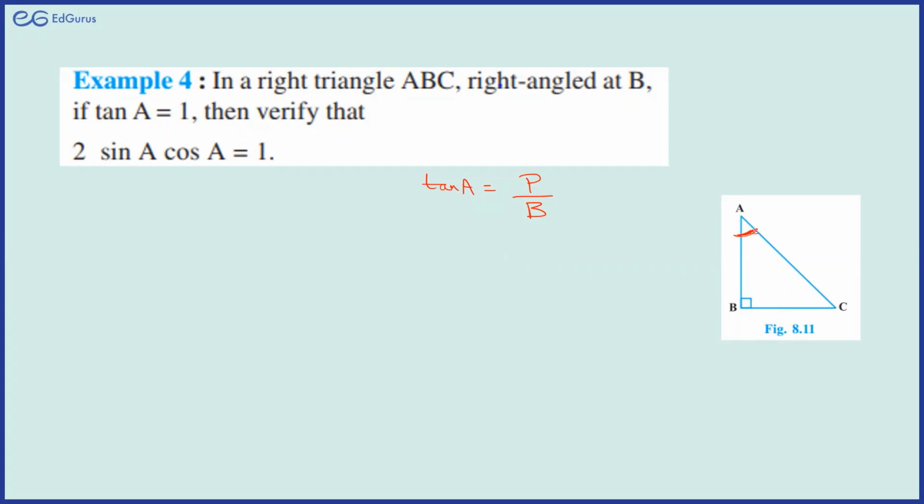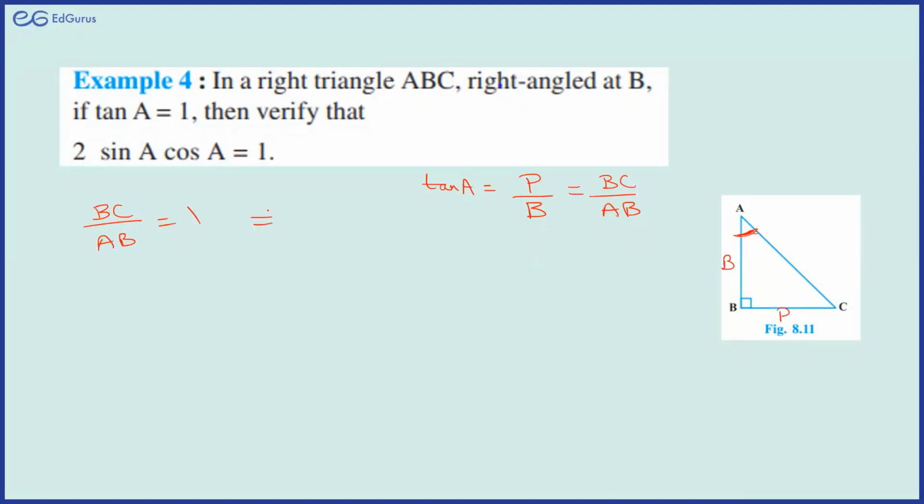With respect to angle A, perpendicular is opposite to angle A. तो इस triangle में perpendicular क्या होगा? BC, right? So this is your perpendicular and this is your base. So it's BC upon AB. ठीक है? Now अब इन्होंने क्या दिया? Tan A is equal to 1. So this implies BC upon AB is equal to 1. Right?